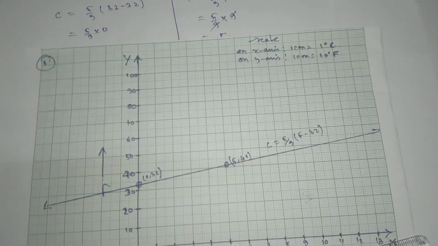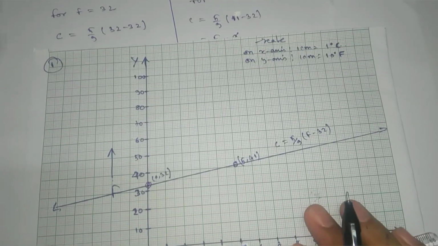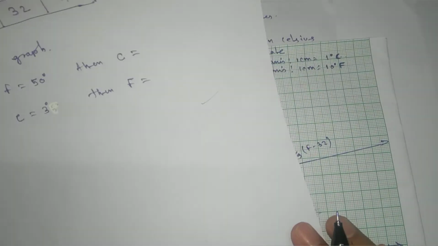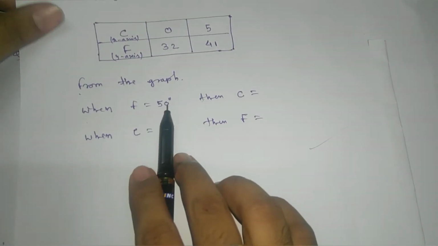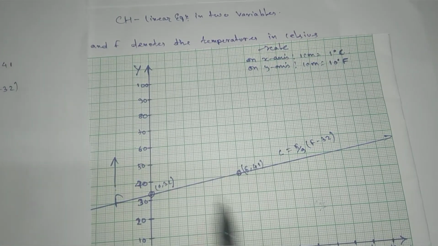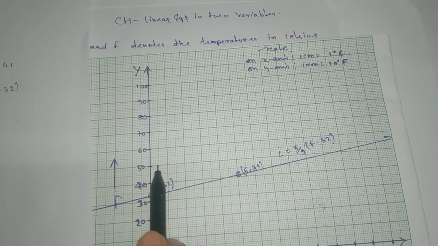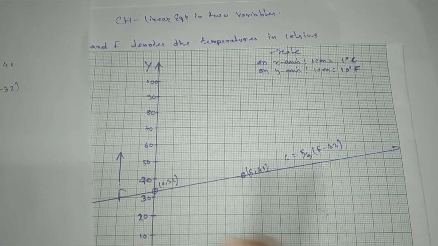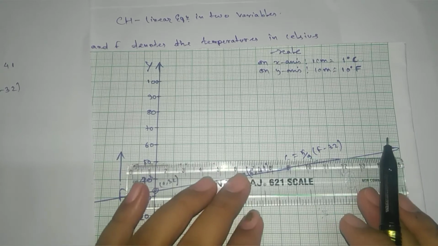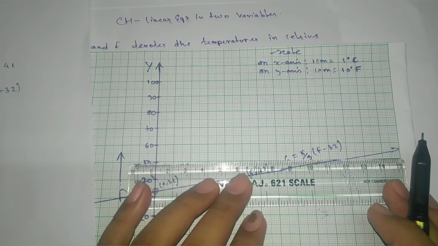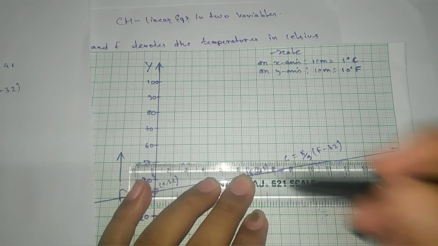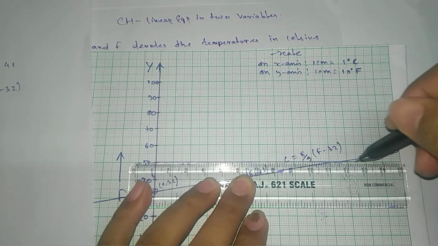Okay, like this. Now what we need to find, they are asking from the graph: when F is 50 degrees, find C. Where is the 50 degrees? Your F is 50 degrees, so you go to this one. This is your F, 50 degrees. So what we're going to do, we'll extend here, take this one and join it here, and we'll check what answer we're going to get.